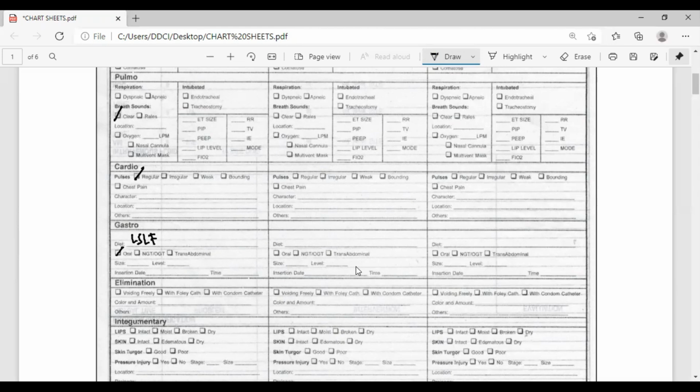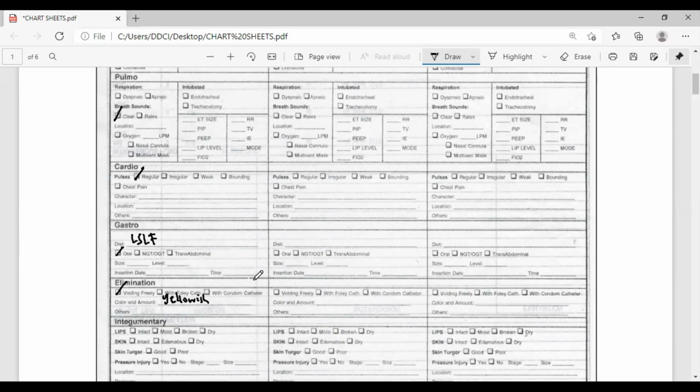So our patient, let's say voiding freely. Okay, then color and amount. So you can write there yellowish. Okay, so for the amount, it's okay if you don't write the exact amount because you can record this in the I&O, or the intake and output.